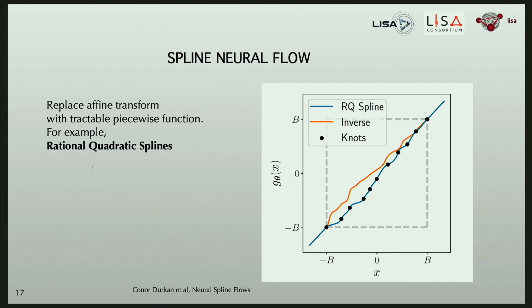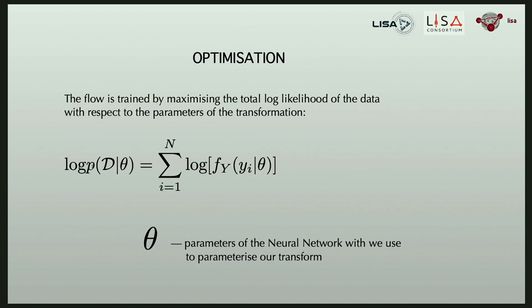So the flow that we used is called spline neural flow. In this flow, they replace the affine transformation with some sort of piecewise function. For example, the one that they used was rational quadratic splines. Now, for the optimization, you optimize your flow just by maximizing the total log likelihood of the data.